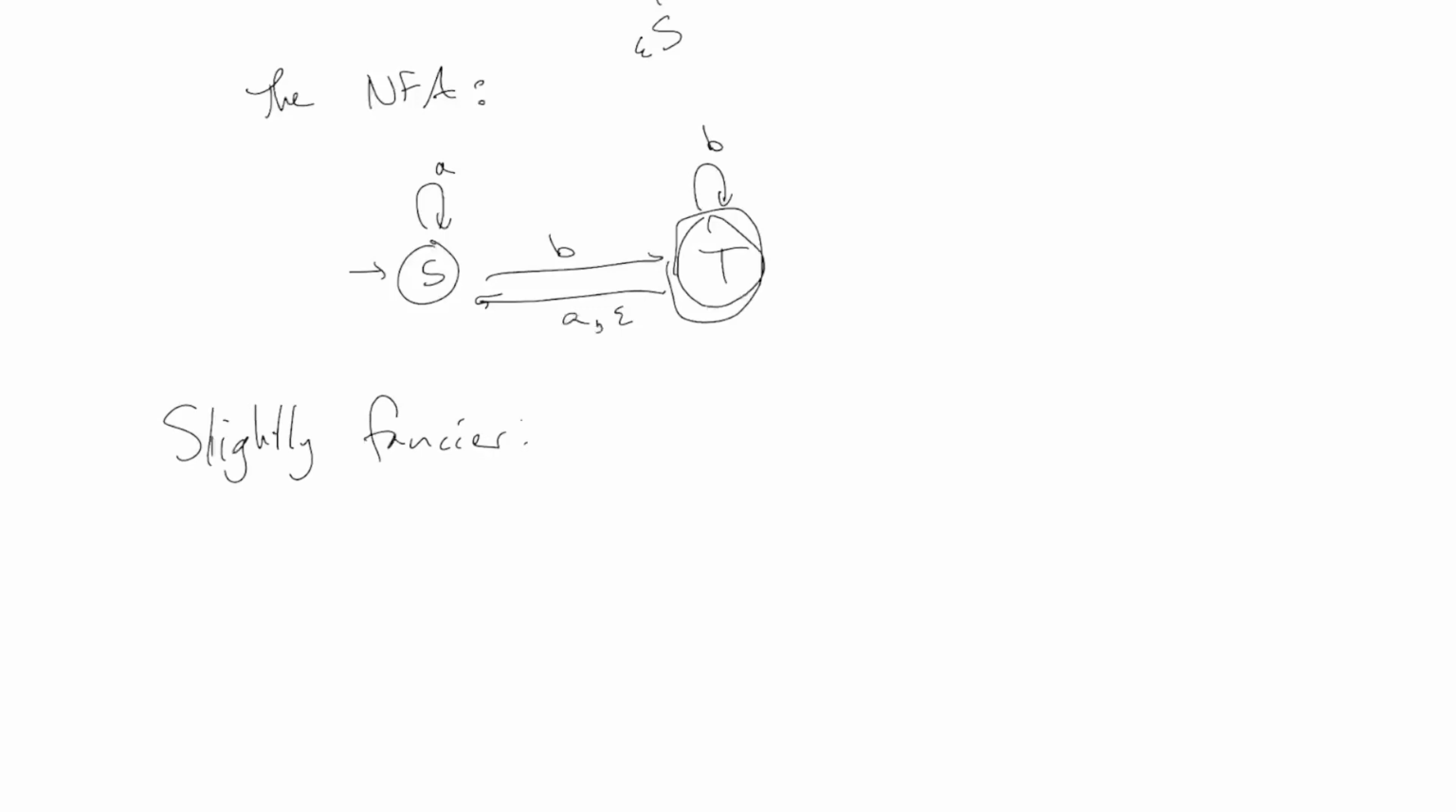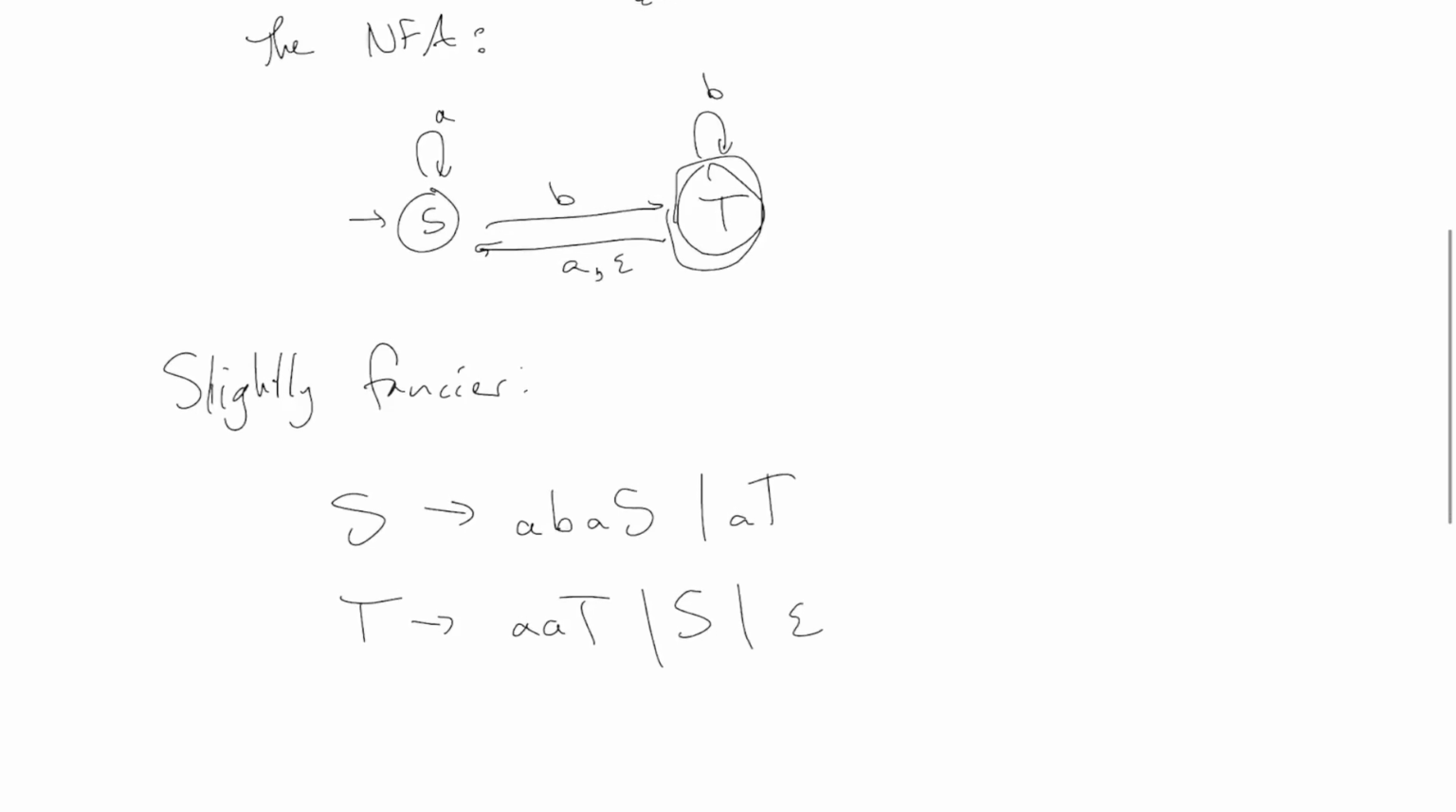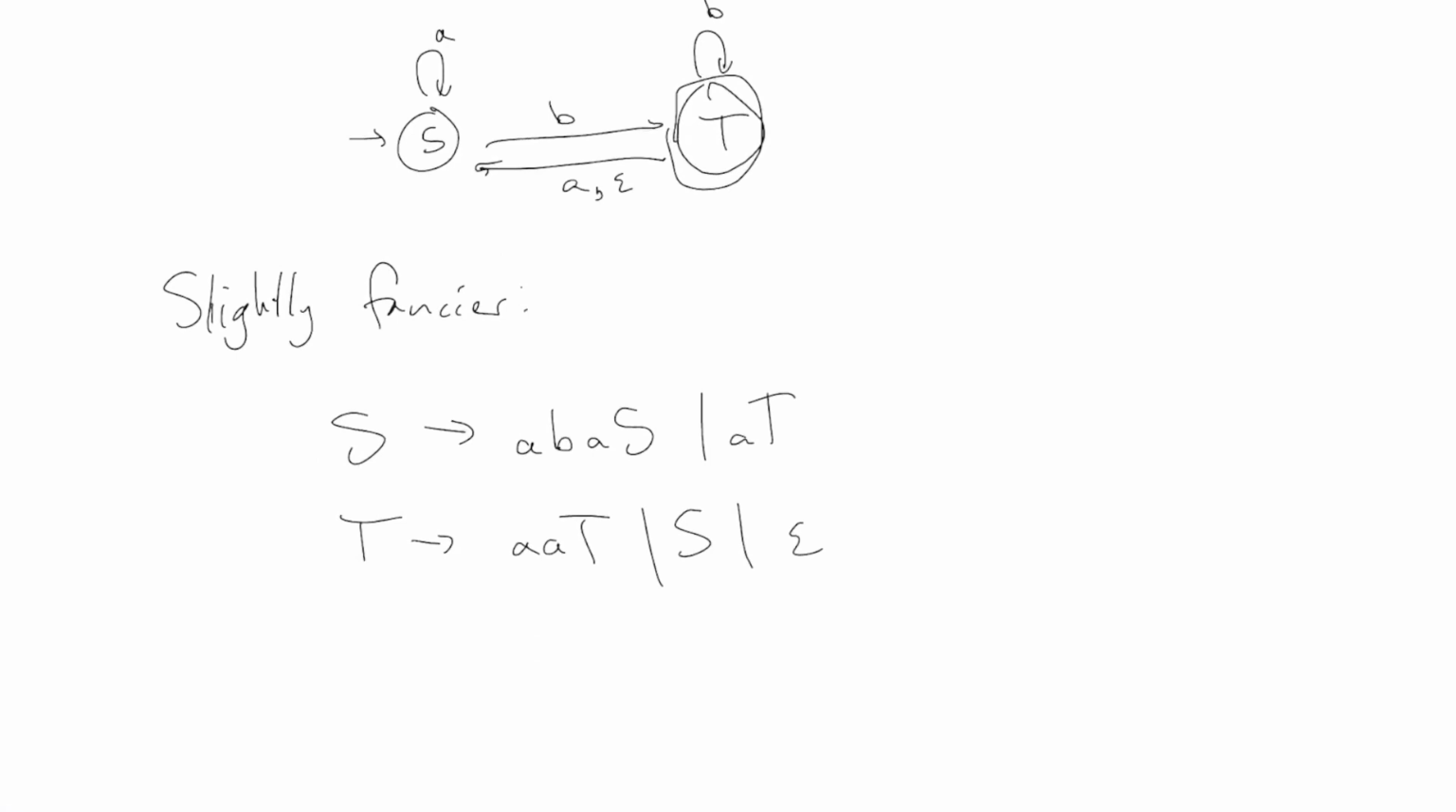Here's one where instead of single letters, I'm going to put longer strings perhaps. You'll see what I mean. S goes to ABAS or AT, and T goes to AAT or S or epsilon. So this one is mostly the same, but it's a problem.